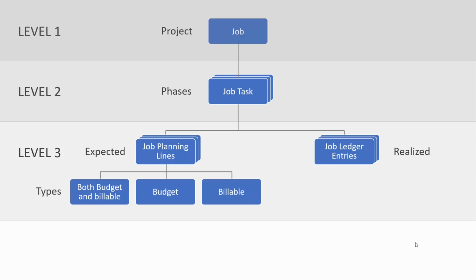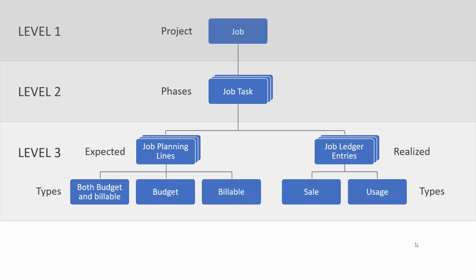It's good to have the division of budget and billable into separate types if we're, for example, invoicing a fixed price to the customer. But if we're invoicing time and material, we can use both budget and billable. This way, expected usage and the sales are equal to one another. I would recommend that you watch the video regarding usage link, where we decide if there should be a traceable link between job planning lines and job ledger entries.